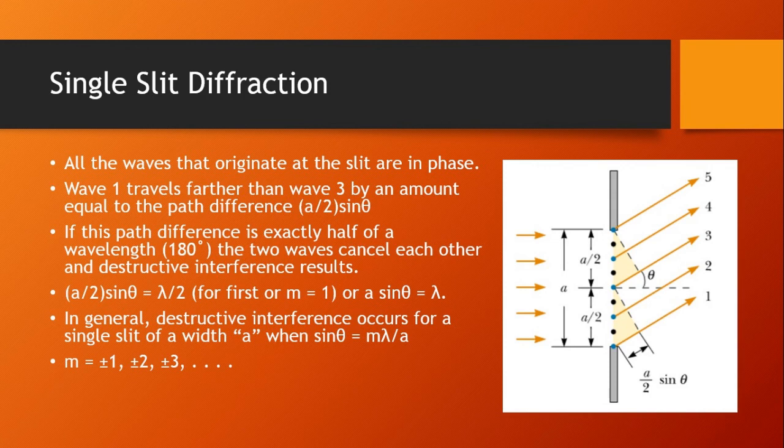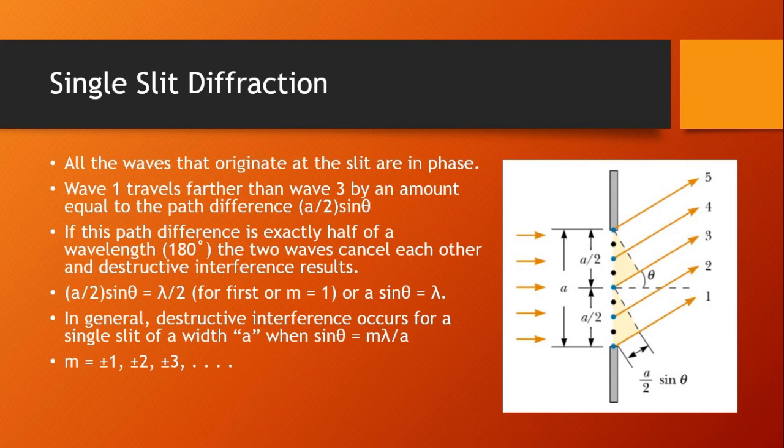Consider rays 1 and 3, as these two rays travel toward the viewing screen far to the right of the figure. Ray 1 travels farther than ray 3 by an amount equal to the path difference (a/2) sin theta, where a is the width of the slit. Similarly, the path difference between rays 2 and 4 is also (a/2) sin theta. If the path difference is exactly half a wavelength, corresponding to a phase difference of 180 degrees, then the two waves cancel each other and destructive interference results. This is true for any two rays that originate at points separated by half the slit width. Because the phase difference between two such points is 180 degrees, waves from the upper half of the slit interfere destructively with waves from the lower half when (a/2) sin theta equals lambda/2, or when sin theta equals lambda/a.